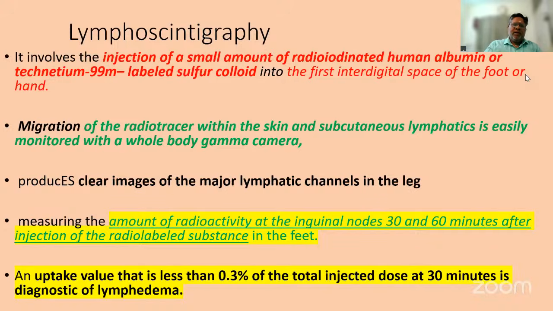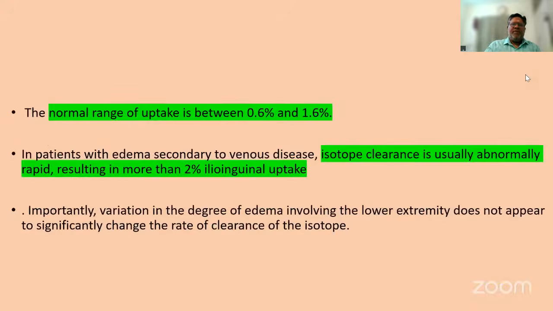The migration of the radiotracer within the skin and the subcutaneous tissue is monitored by a whole body camera. It produces clear images of the major lymphatic vessels in the leg. The amount of radioactivity at the inguinal nodes after 30 minutes and 60 minutes is measured using the gamma camera. A value less than 0.3% of the total injected dose at 30 minutes is diagnostic of lymphedema, because normally nearly 0.6 to 1.6 percent of the tracer uptake will be there at the lymph nodes.